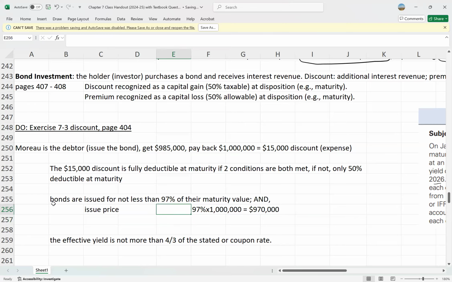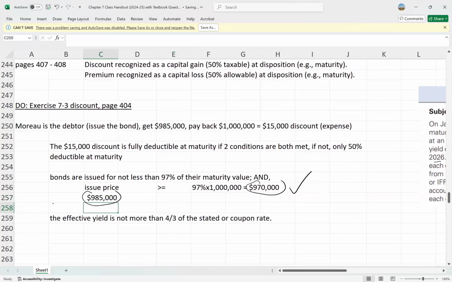Another way of looking at it is that rather than say not less than, it has to be greater than or equal to. So not less than, we could just change that to greater than or equal to this amount here. So the issue price was $985. Is that not less than $970? It is not less than, but another way of looking at that is, is $985 greater than or equal to $970? So that first condition is true.